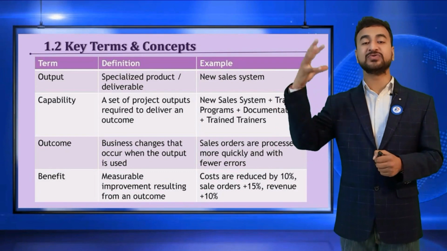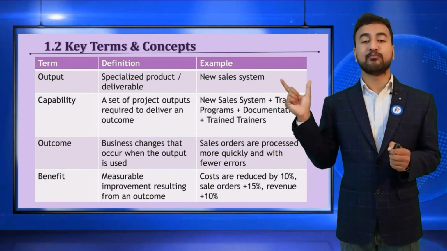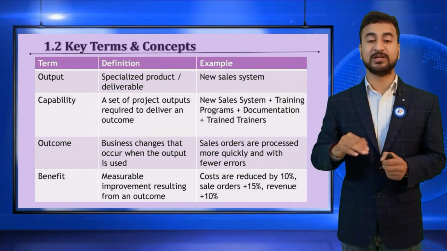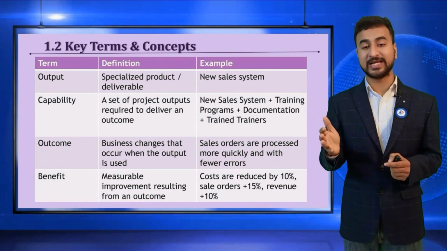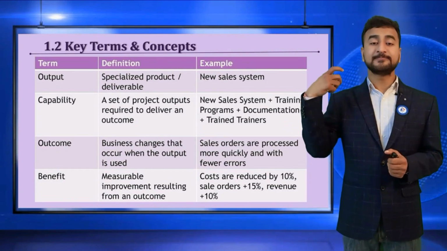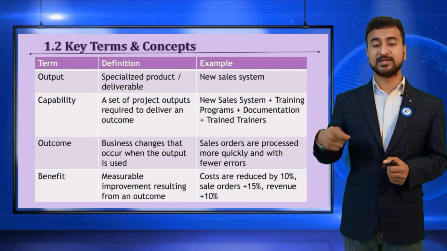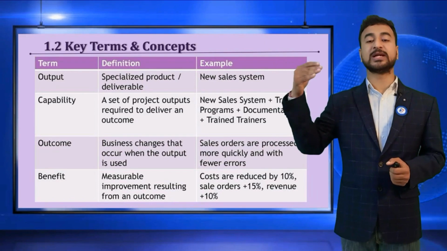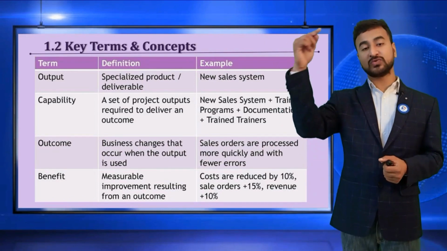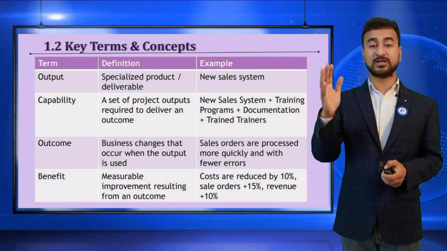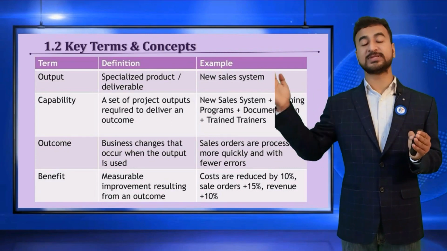So that is a change by using the output, and the benefit is always measurable. Please mark this keyword: measurable. You should have KPIs, key performance indicators, in place, by which you are measuring the change. Like your costs are reduced by 10%, your sales orders are increased by 50%, and your revenue is increased by 10%. That we call a benefit. So these are the key terms that you have to understand and define: output, capability, outcome, and benefit.